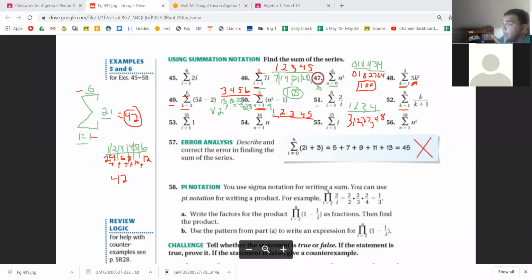So from here we have 1. I'm going to plug in 1 here, 1 squared, and then I'm going to subtract 1. So 1 squared minus 1 is 0. I'm going to plug in a 2 here. 2 squared, 4 minus 1, 3. I'm going to plug in a 3 in here. 3 squared, 9 minus 1, 8.